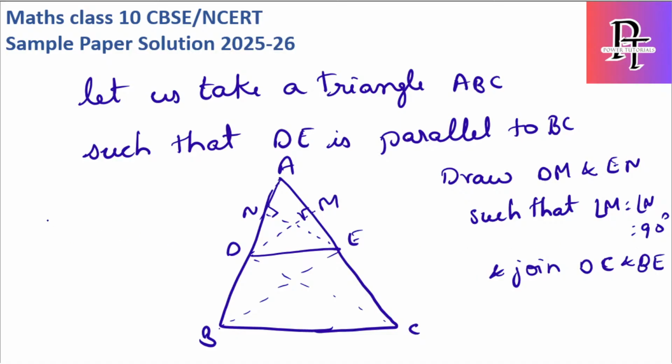Okay, so till here you will get 2 marks if you write it properly. We have to draw a diagram, mention M and N perpendiculars, and then join DC and BE. If you write as I mentioned, you will get 2 marks. So next step, let's do it.